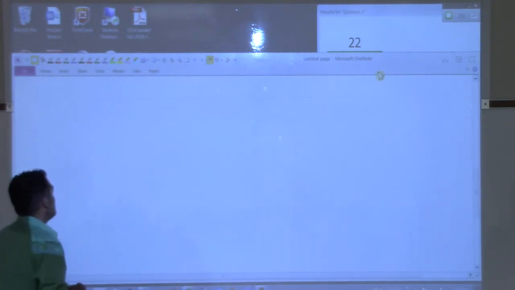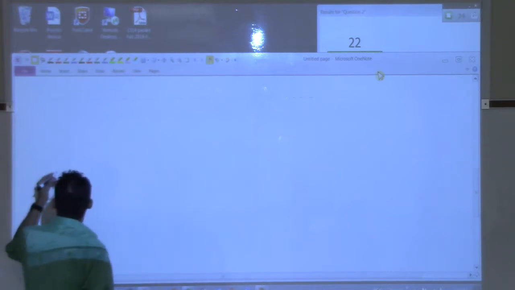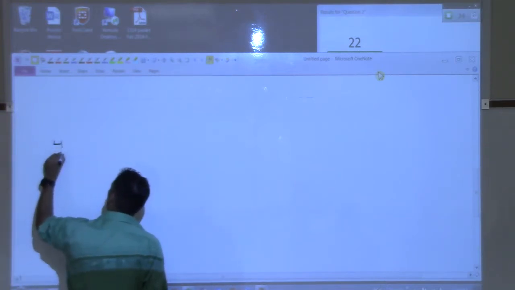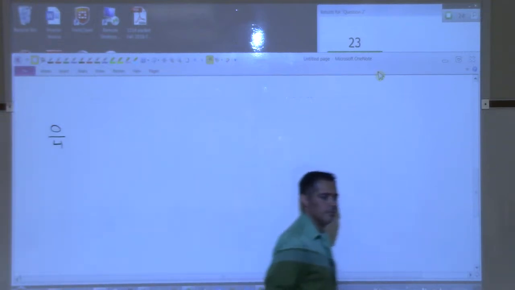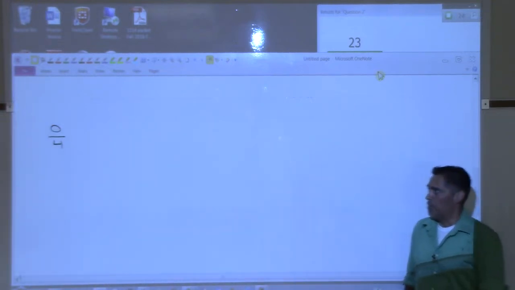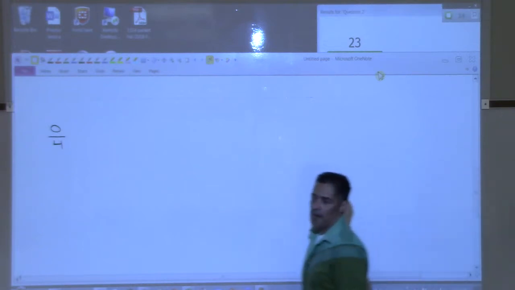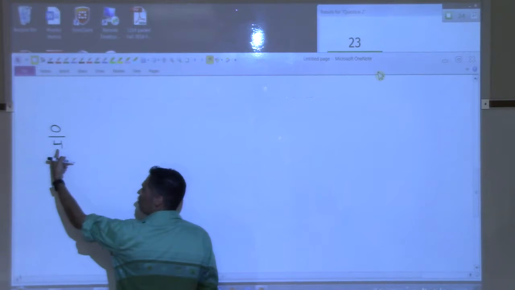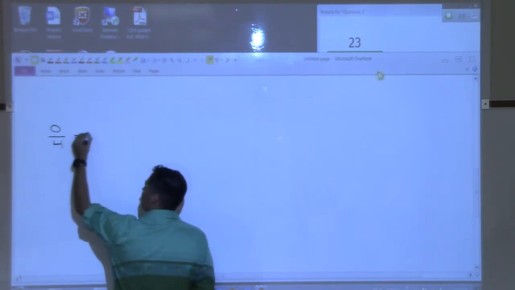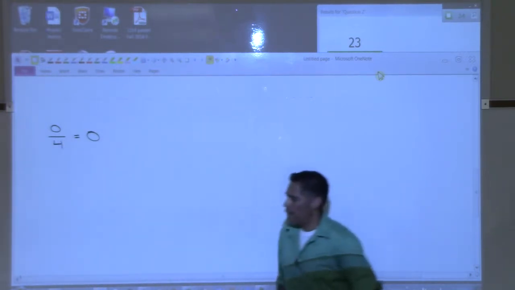So here's kind of leading into it. If I ask you right now what 0 divided by 4 is, what would we get? 0, right? Okay, so if we have 0 in the numerator and a non-zero number in the denominator, the answer is always 0, right? Okay, that's fine.